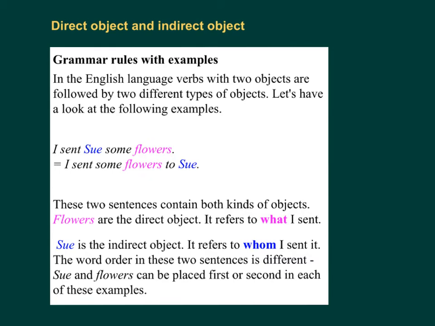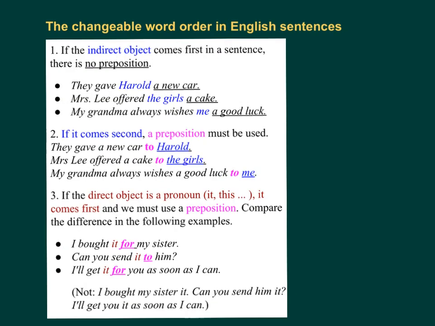Flowers are the direct object. It refers to what I sent. Sue is the indirect object. It refers to whom I sent it. The word order in these two sentences is different. Sue and flowers can be placed first or second in each of these examples. Let us look at the changeable word orders in English sentences.